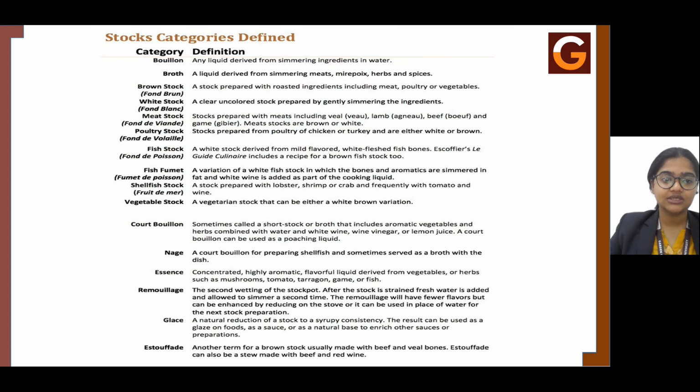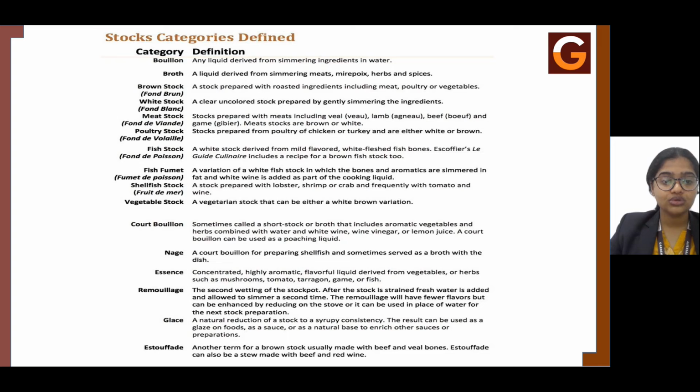There are certain glossary terms. For example, you have bouillon. Bouillon is basically a liquid that is derived from simmering ingredients with water. It is very similar to stock, but in bouillon, lots of vegetables and even meat and bones are added. Broth is basically a liquid from simmering meat, mirepoix, herbs and spices. Then you have brown stock, fish stock, white stock, poultry, and vegetable stocks as well. So these are the different types of stock which have already been discussed.